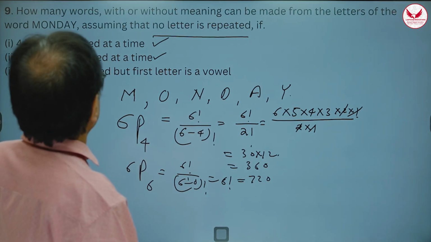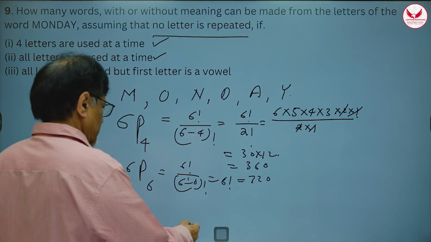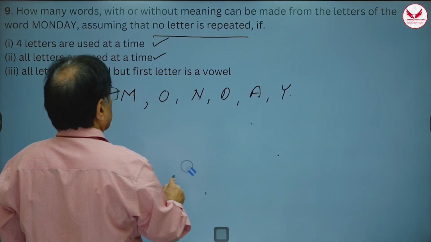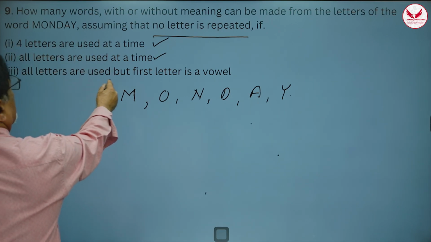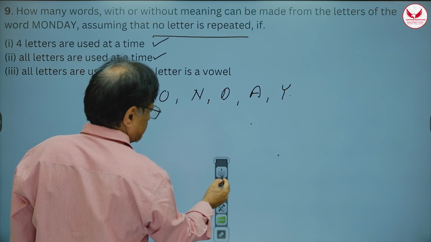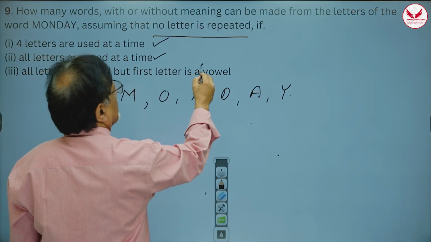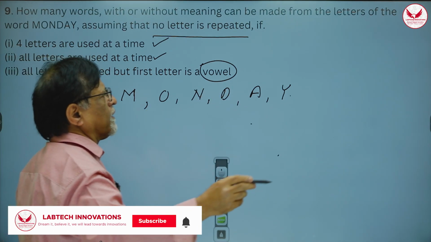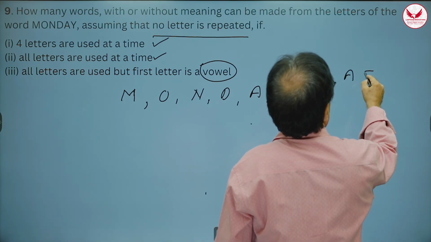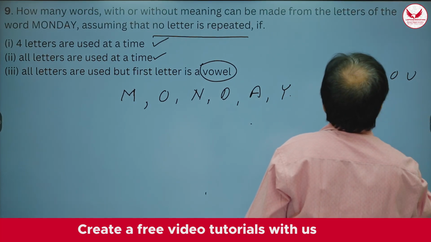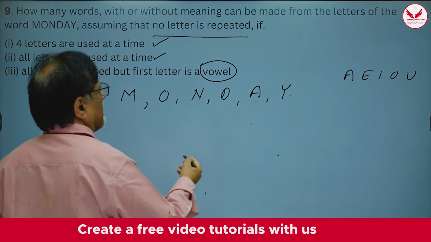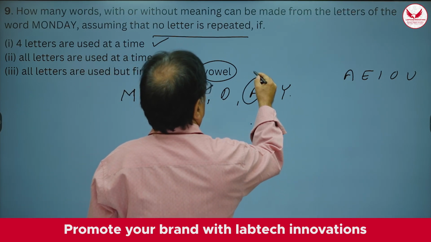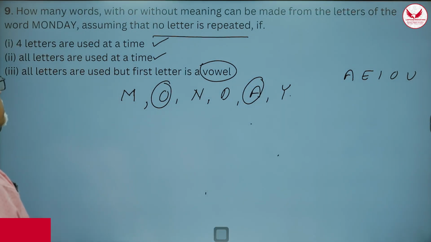All letters are to be used, but the first letter has to be a vowel. Oh, that's good. So that means, see, all letters are used, but the first letter has to be a vowel. Now, how many vowels are there? A, E, I, O, U. These are vowels. Out of these vowels, how many are present here? There is O here and there is A here, right? So there are only two vowels present in the given set of letters.